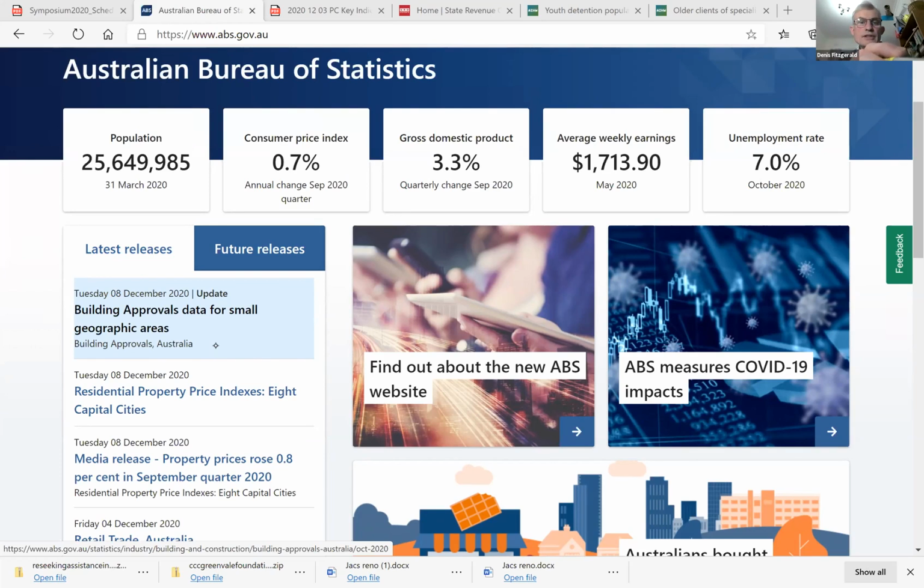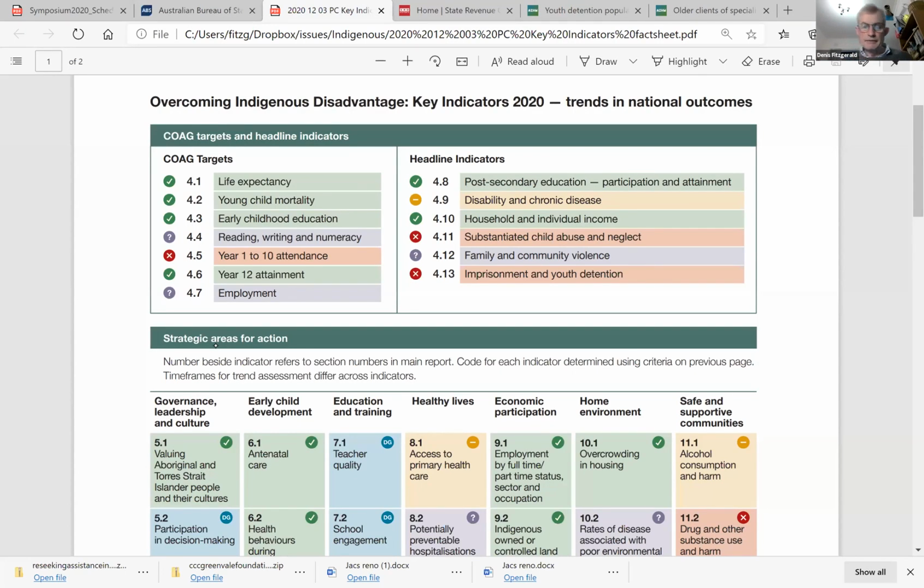Let's go to another example. Did that screen change? Do you now have overcoming Indigenous disadvantage? Yes. No? Yes. Yes. Okay.